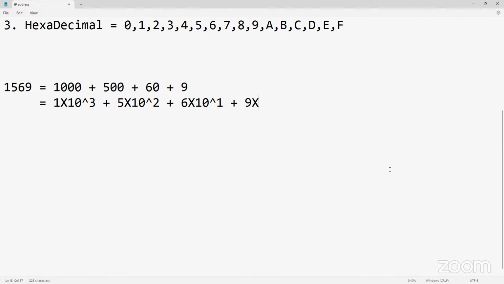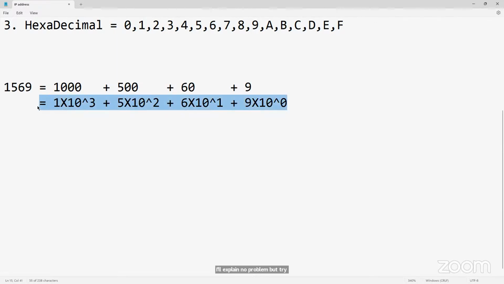And 9 into 10 power 0. Okay. Can anyone try to explain what I have done just now? If you understood. If not, I will explain, no problem, but try. You are representing that number in the decimal representation, not a binary, not a hexadecimal. Correct. But can anyone explain why I used 10 powers only?